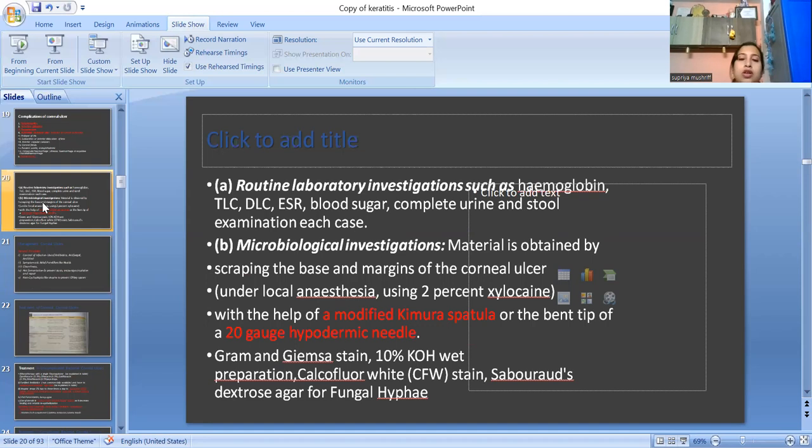Routine laboratory investigation for corneal ulcer includes hemoglobin, total leukocyte count, differential leukocyte count, ESR, blood sugar, and complete urine and stool examination in each case. For microbiological investigation, material is obtained by scraping the base and the margin of the corneal ulcer under local anesthesia, with 2% xylocaine, using a modified Kimura spatula or the bent tip of a 20 gauge hypodermic needle. After which, Gram and Giemsa staining of the material is done, and also a 10% KOH wet preparation and calcofluor white stain, and culture on Sabouraud dextrose agar is done.